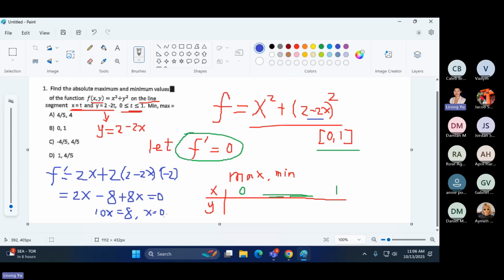So the critical point is in the interval, so we have 0.8. These are the 3 values: the endpoints of the interval, 0 and 1, and also the critical point between them. If you plug in x equal to 0, you're going to find 4. On the other hand, if you plug in 1, that equals 0. So that's still going to be 4.